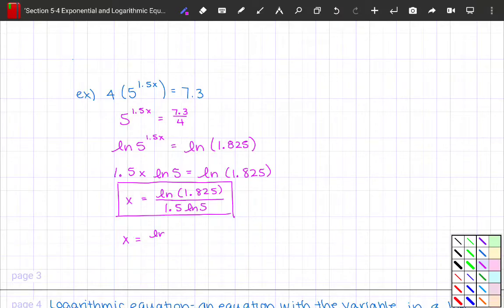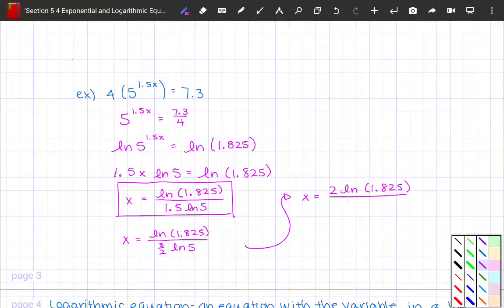If we think of that 1.5 as 3/2, then we can just take the reciprocal. 1 over 3/2 is 2/3. So a slightly better way to write this would be 2 natural log 1.825 over 3 natural log 5. That looks a little better. But I'll leave that one up to you.